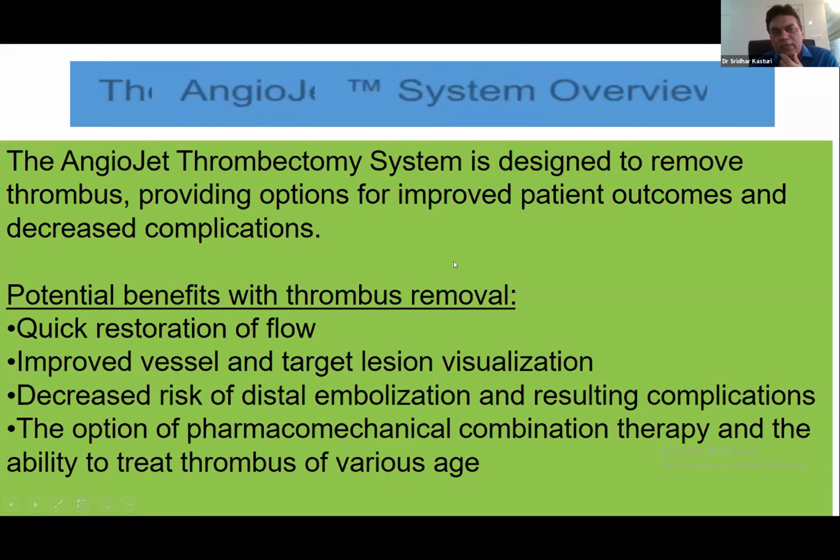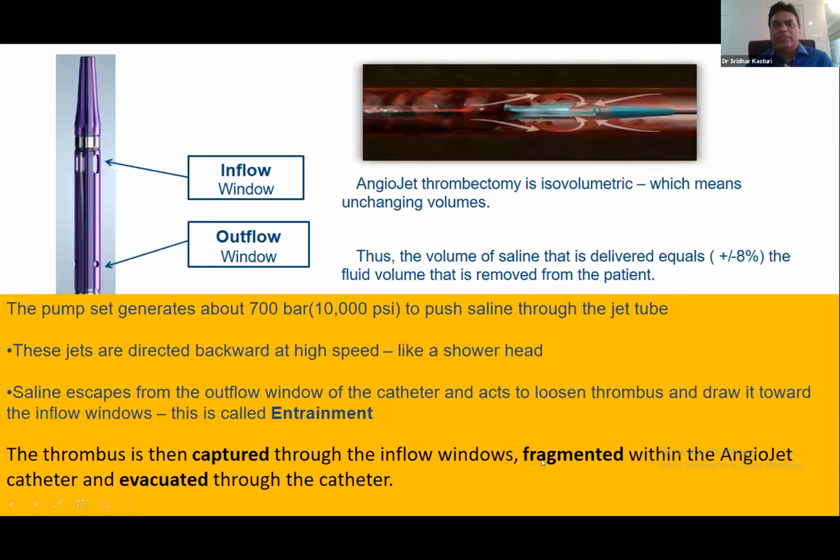So another system which is available in India, in addition to Indigo, the Angiojet system is also there. This is a quick restoration of the blood, improves vessel and target lesion visualization, and decreases the risk of distal embolization and resulting complication. That may lead to pulmonary infarction, that may decrease the pulmonary lung function also. Option of pharmacomechanical.